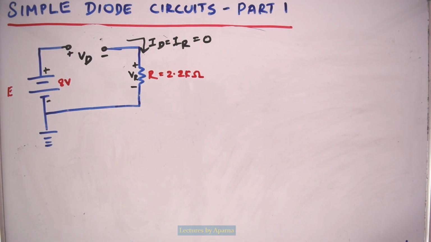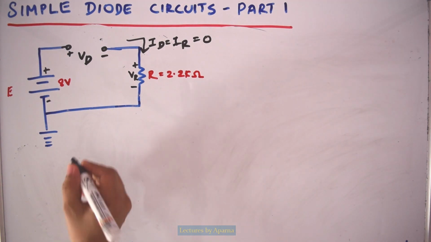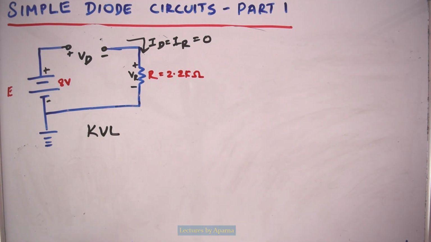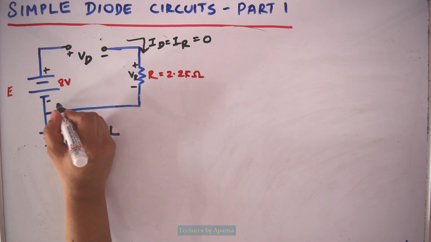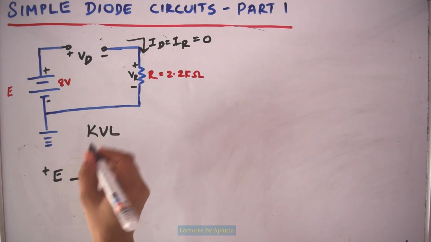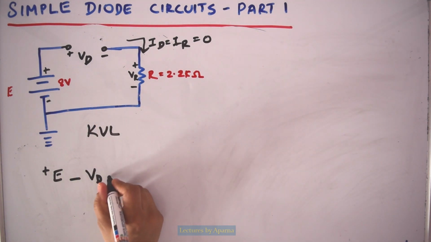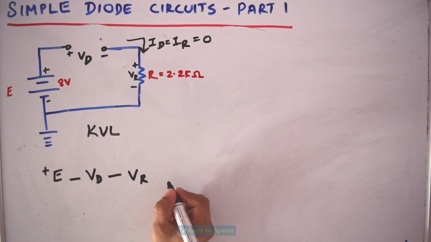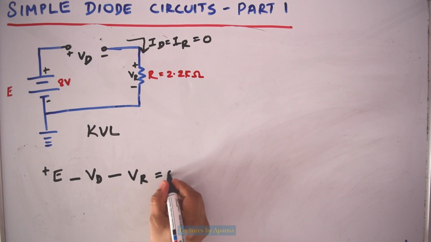Now we have to apply KVL here. So applying Kirchhoff's voltage law here, I can write it as, starting from here, plus E minus VD minus VR is equal to 0.